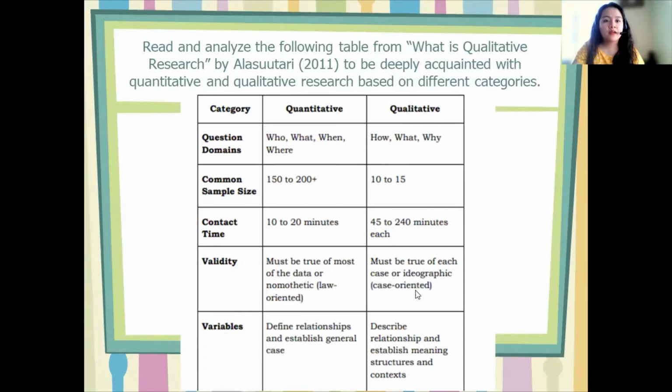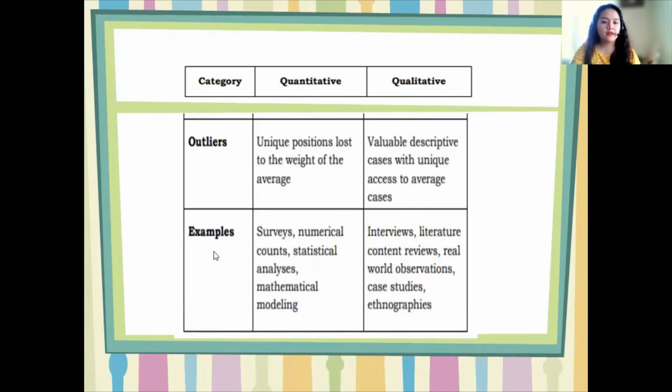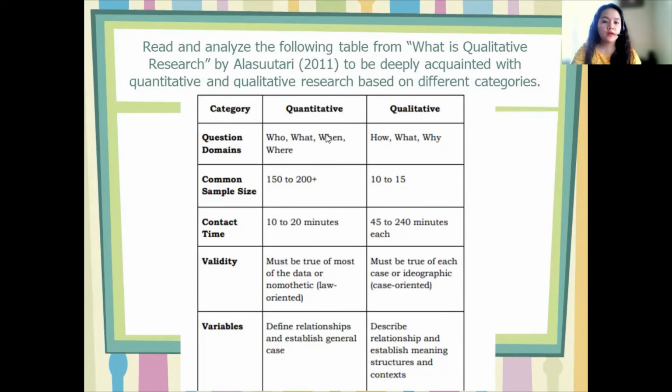Let's see. Read and analyze the following tables from What is Qualitative Research by Alasutari, 2011, to be deeply acquainted with quantitative and qualitative research based on different categories. So there are categories here. Question domains, common sample size, contact time, validity, variable, outlier, and examples. So ano ang commonly questions sa quantitative? Who, what, when, where. So the answers here are very specific, diba?